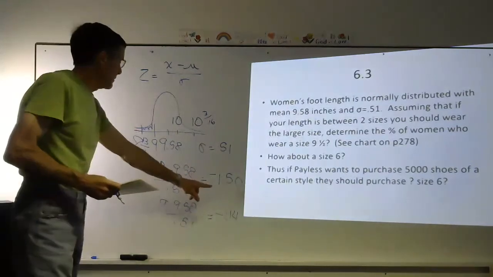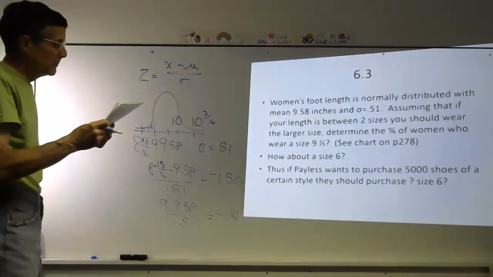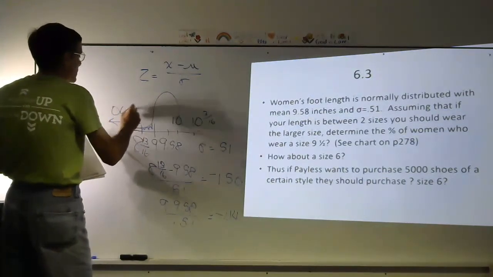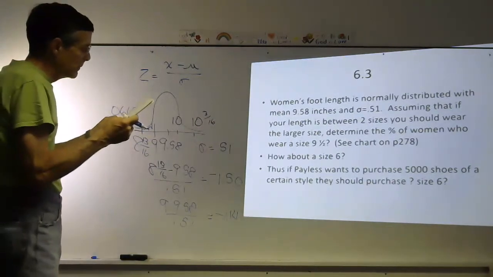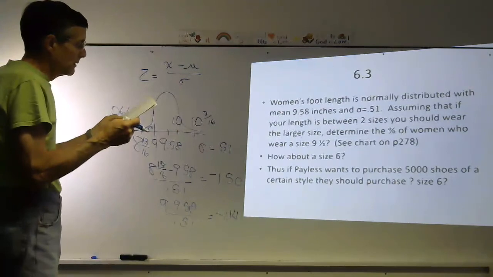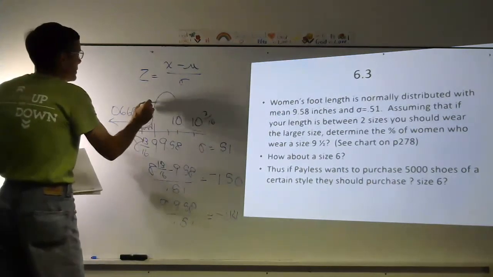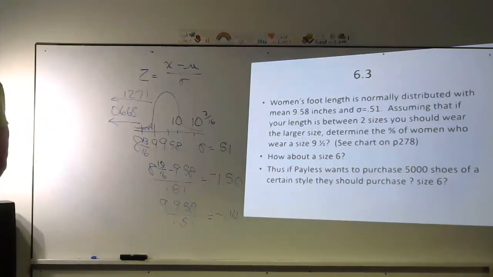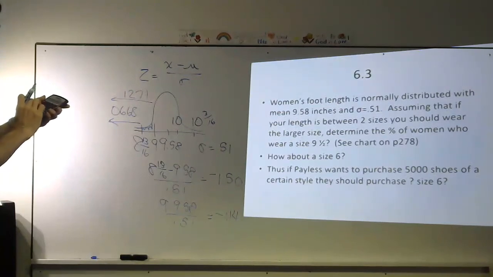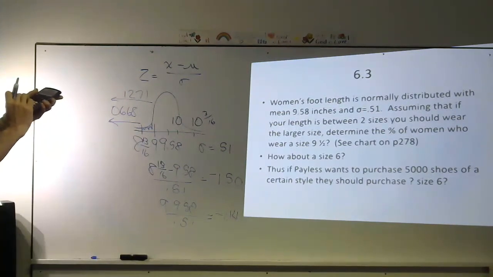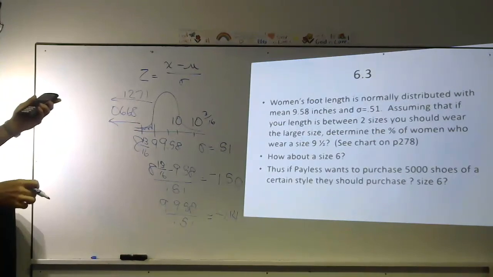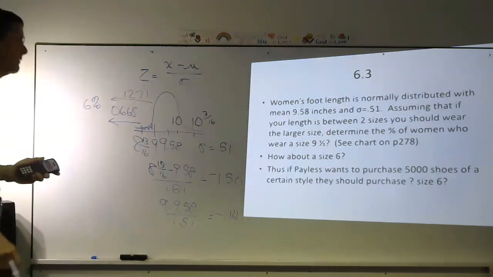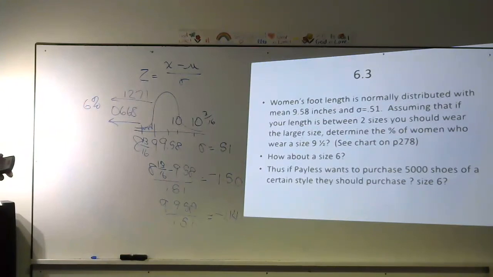Okay, let's look them up. Negative 1.5 is 0.0668 from here down. Negative 1.14 is 0.1271 from there and down. So subtract those two. 0.1271 minus 0.0668 is 0.06. 6% of women should wear a size 6.